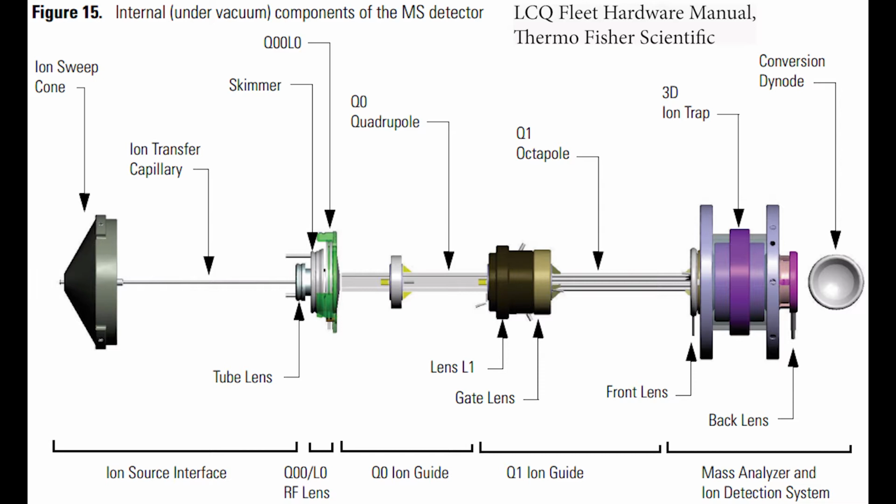They hit a lens, the tube lens. Then they hit something called a skimmer that's designed to get rid of neutrals that just happen to get sucked in by the vacuum. Then they hit another lens called the Q00, lens 0. And then they go into that square quadrupole ion guide, and then 2 more lenses, and then an octupole ion guide, another lens, finally the mass analyzer, which is an ion trap, and then finally the detector. The sorted ions hit the detector.